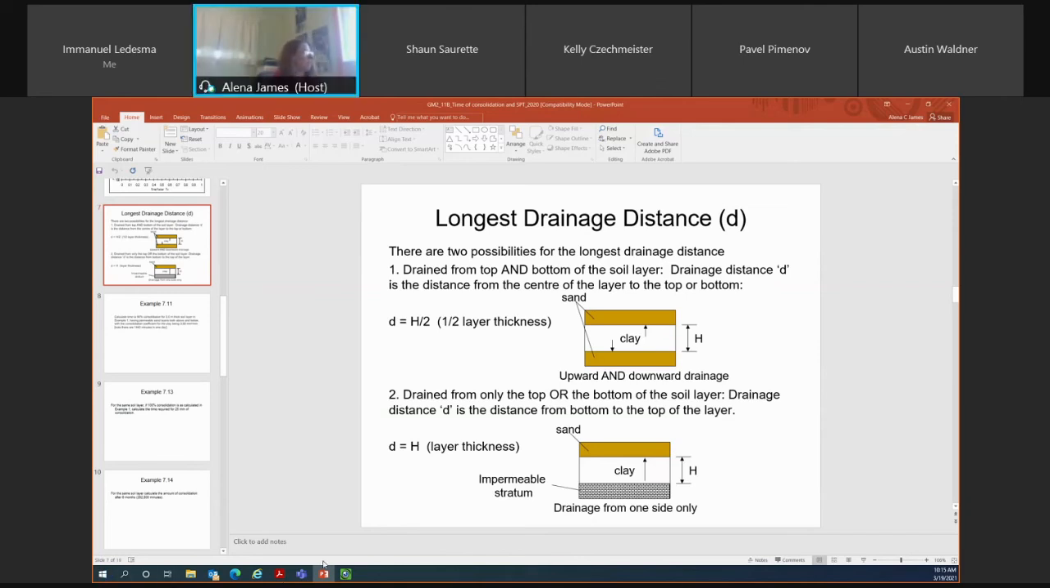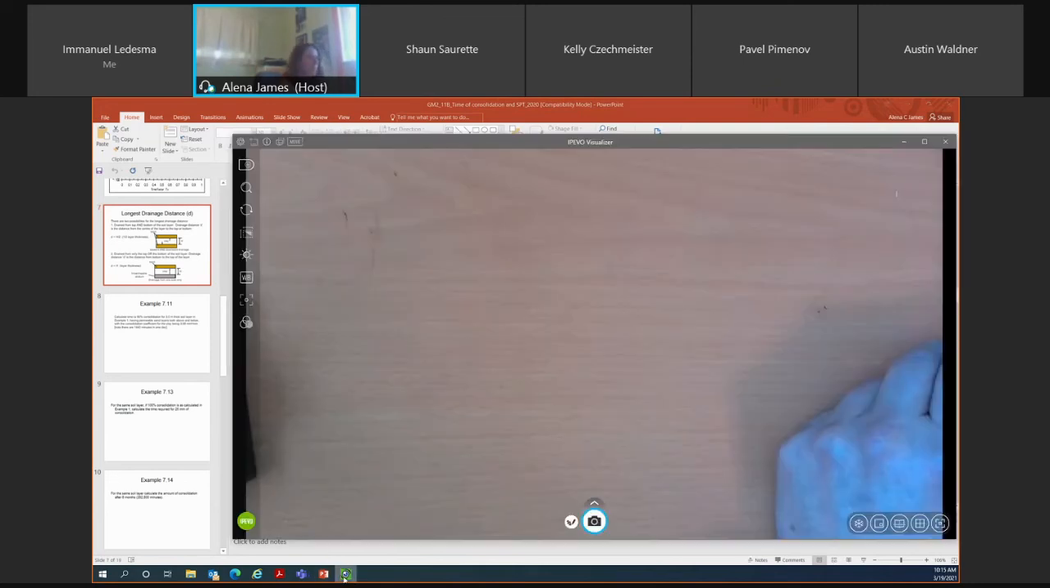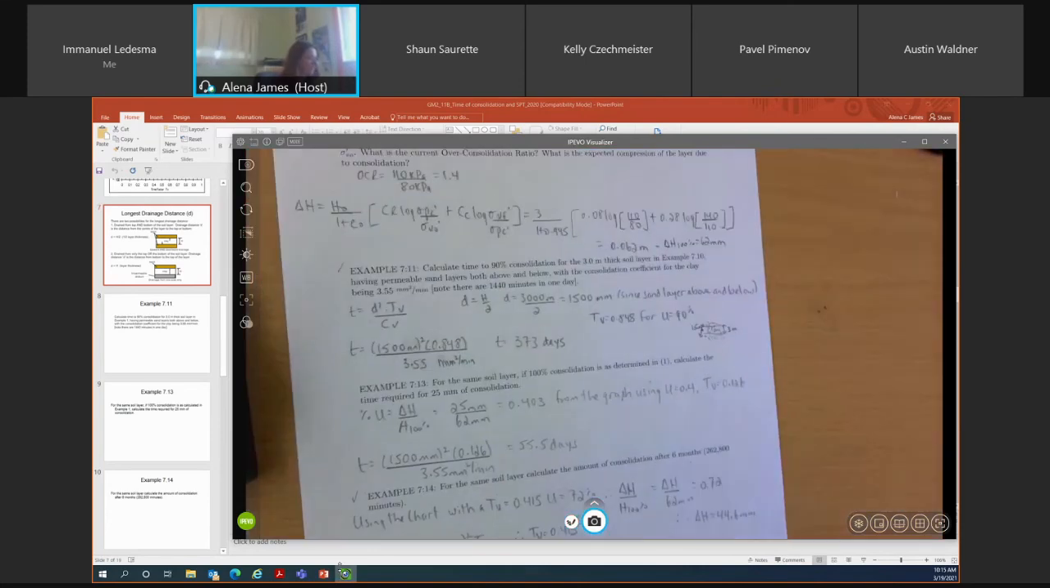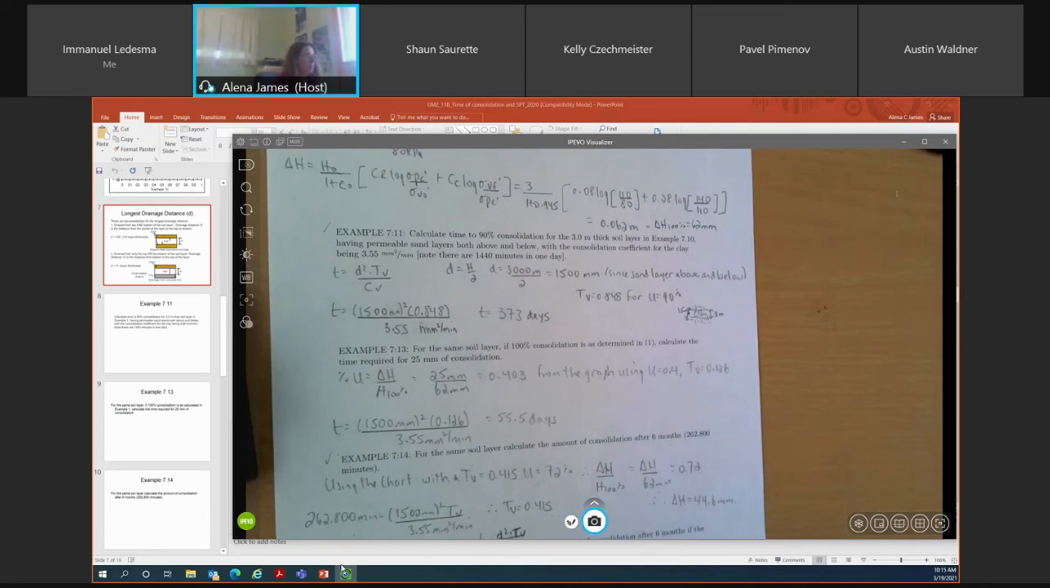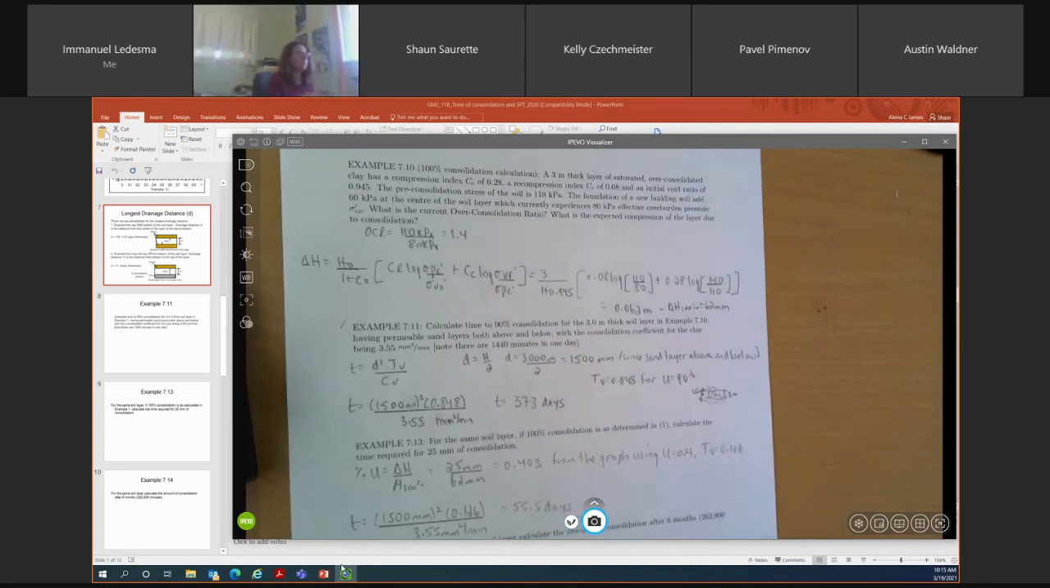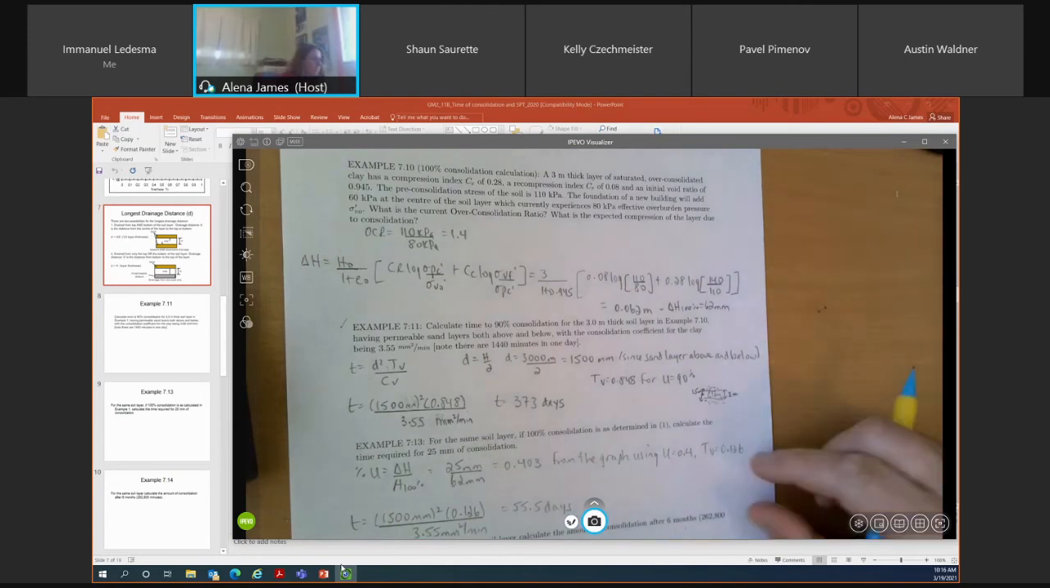I'm going to go through example problems 7.11 and 7.14, as you might see them in the notes. So I went through example problem 7.10, and I calculated what our delta H 100% was going to be. Our delta H 100% is 62 mils. So when we're using that 62 mils in this next problem, that's where the value came from.